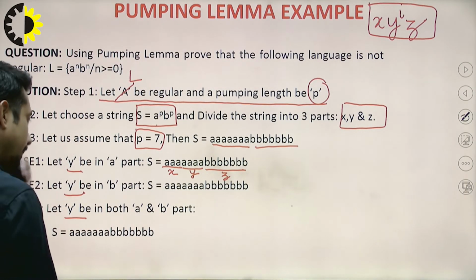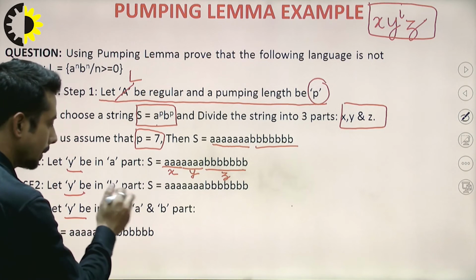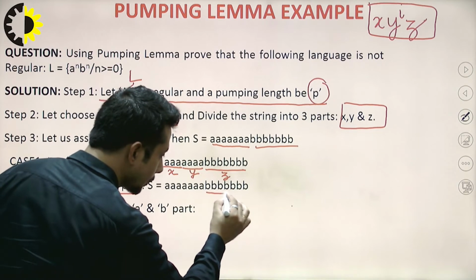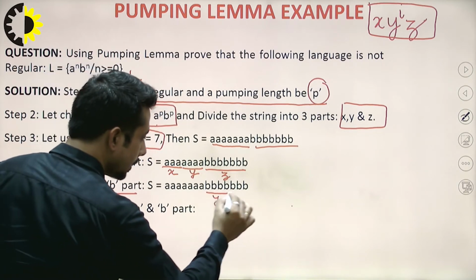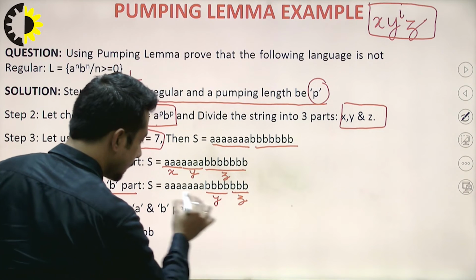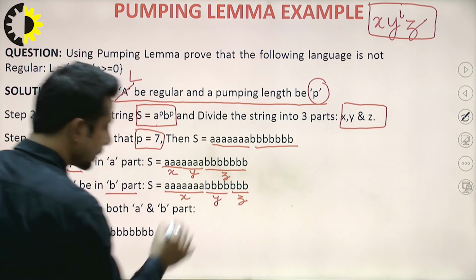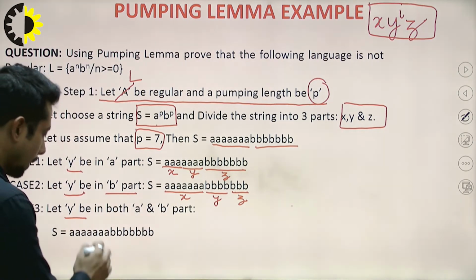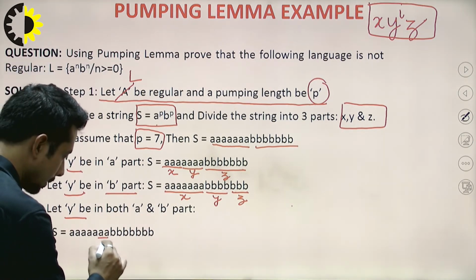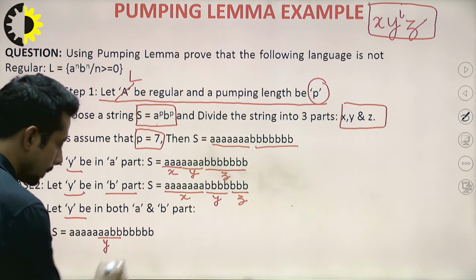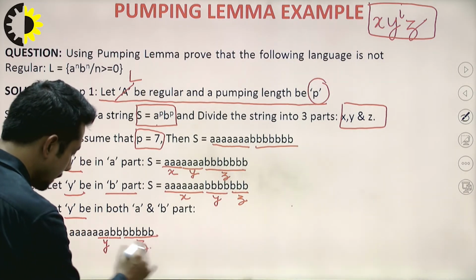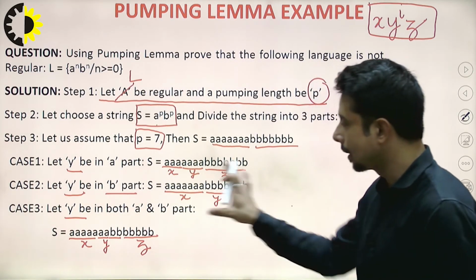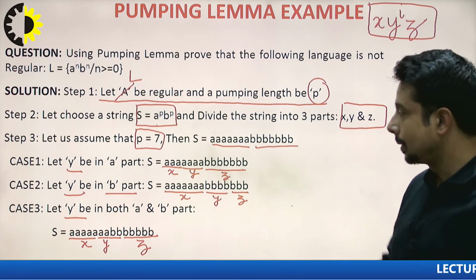Clear? Next, in the second case, y in the B part. Suppose I take the first 4 B's as y. After that it will be z, and these A's will be x. Clear? Now next, y in both A and B. So I have taken 2 A's as y and 2 B's as y. The remaining will be z, and this will be x. So these are the 3 cases I have divided, and these are the possibilities I have taken.